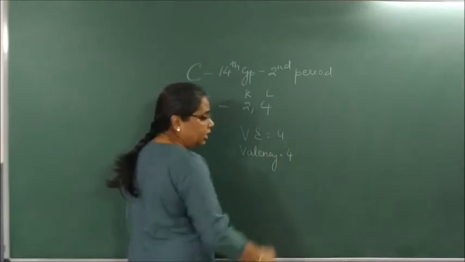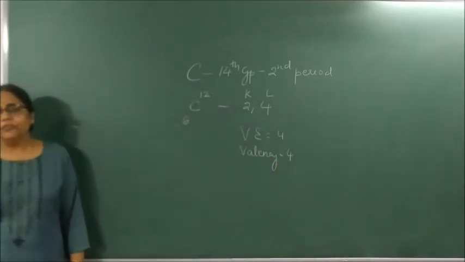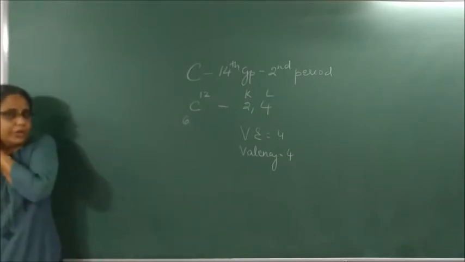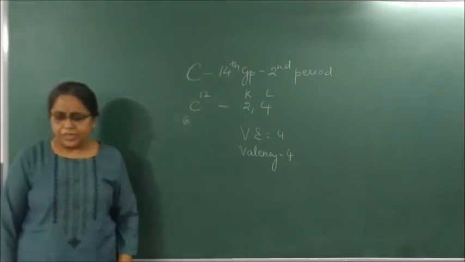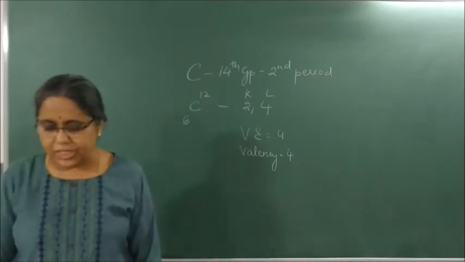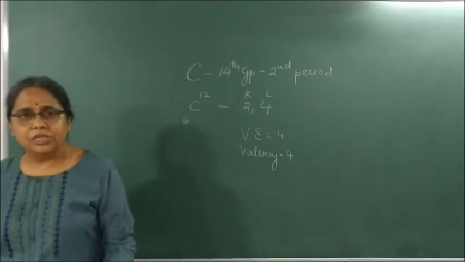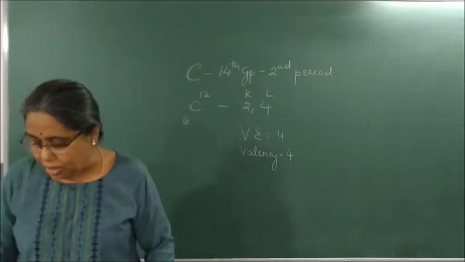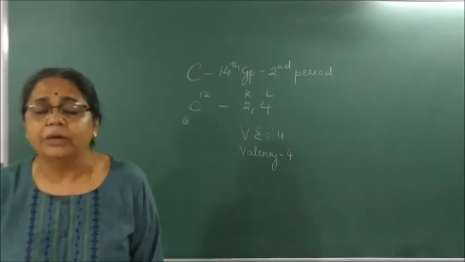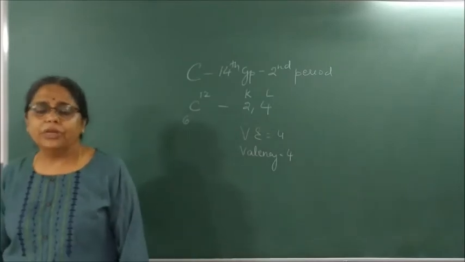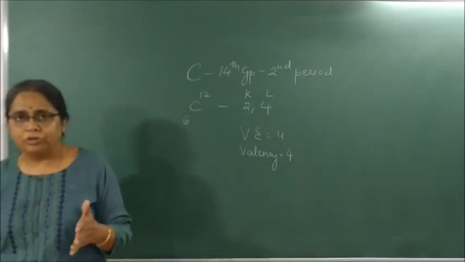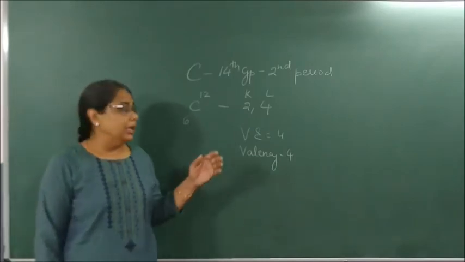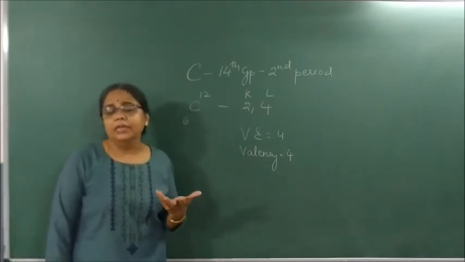We now need to know the percentage of carbon present in the earth's crust as well as in the atmosphere. In the earth's crust it is present at 0.02% in the form of minerals like carbonates, hydrogen carbonates, coal and petroleum. Whereas in the atmosphere it is present at 0.03%, mainly in the form of carbon dioxide. Then we studied the bonding in carbon.